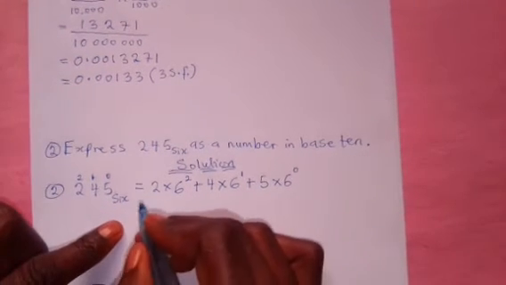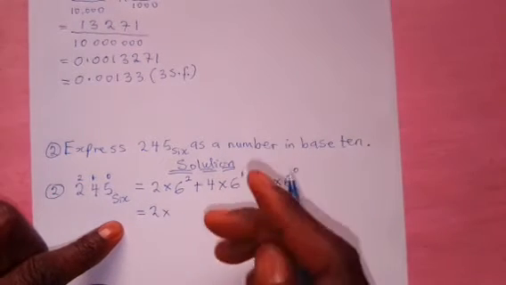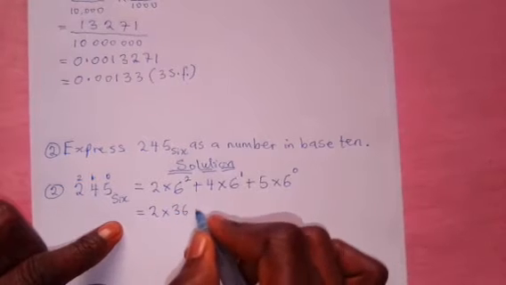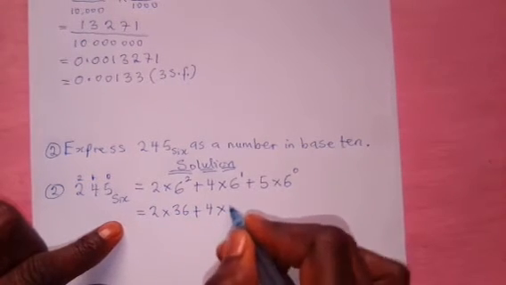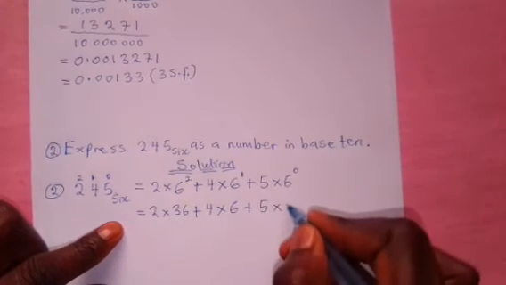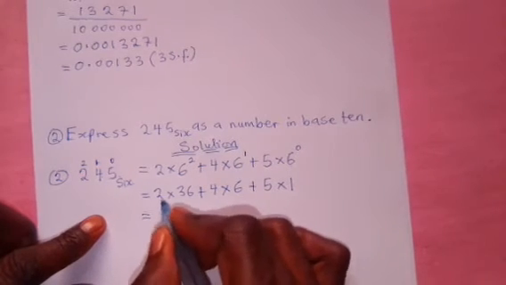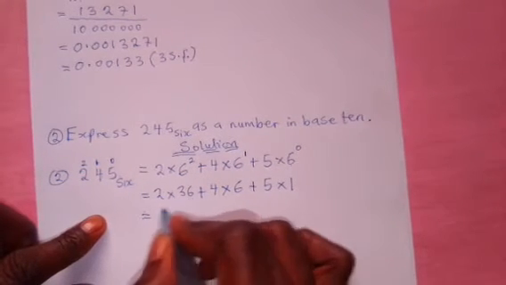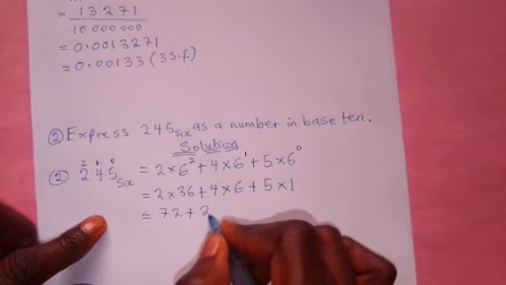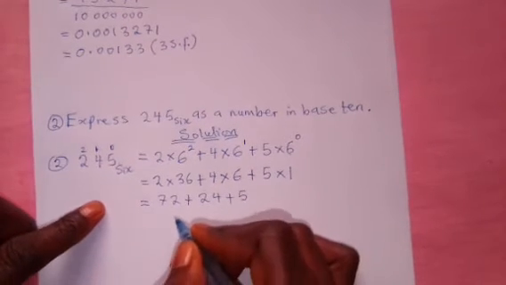Now this is the first thing you are going to do. In the next step, we evaluate 6 squared, which means 6 times 6, and that gives us 36. Then plus 4 multiplied by 6 power 1, which is 6. Then plus 5 multiplied by 6 power 0, which is 1. Now we write the product of 2 and 36, which gives us 72. Then plus 4 times 6 gives us 24. Then 5 times 1 gives us 5.